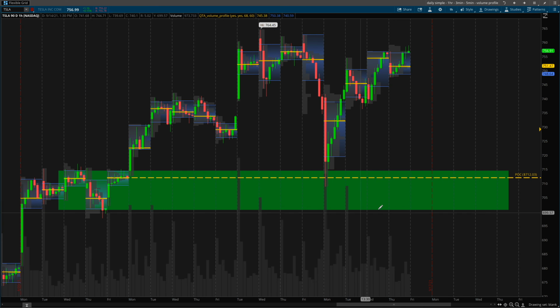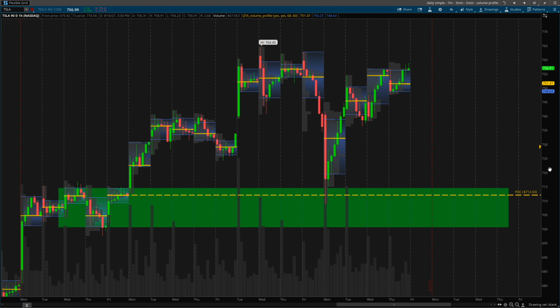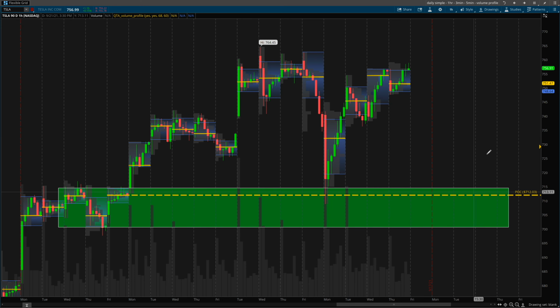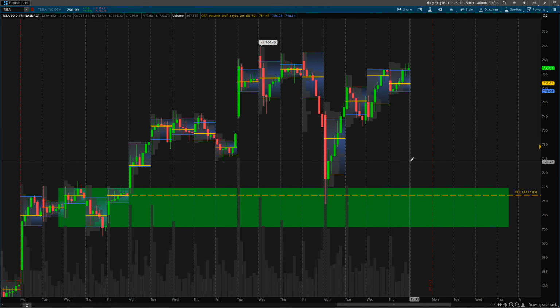I even had another system where I would say how many times points of control have been touched. I would put 1x, 2x, 3x, things like that. Once a point of control has been touched more than 3 times, I pretty much just erase it because it's not going to be as significant. In my opinion, virgin points of control are much more powerful than points of control that have been touched a million times. But you guys can see Tesla did push up, and where did we come?